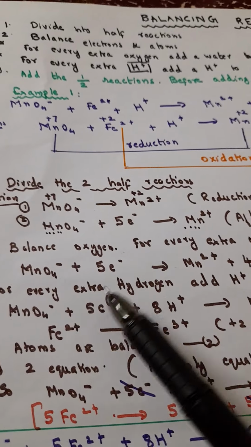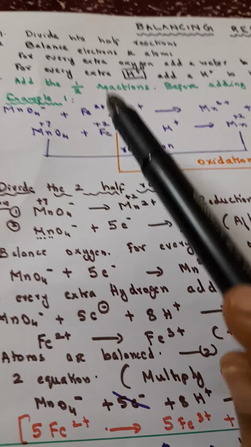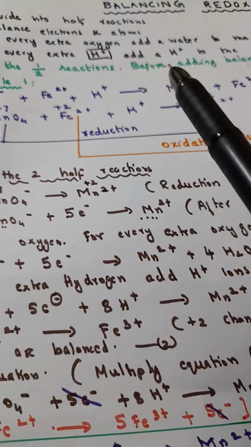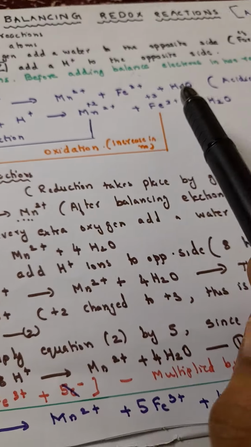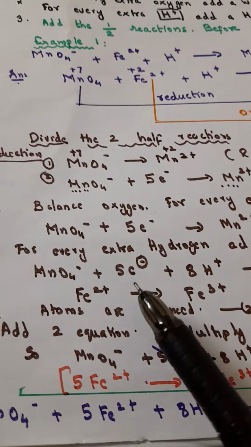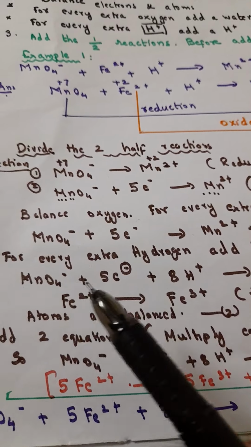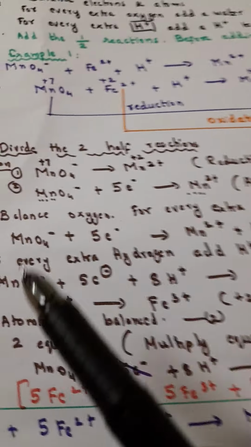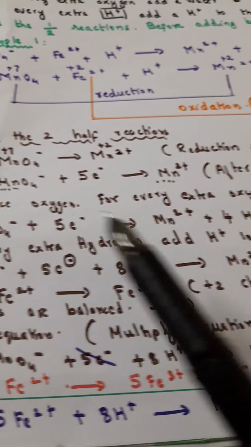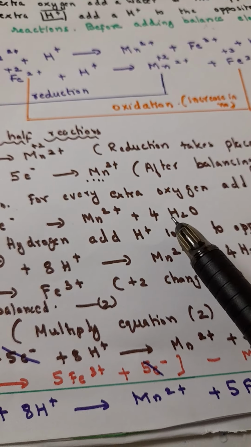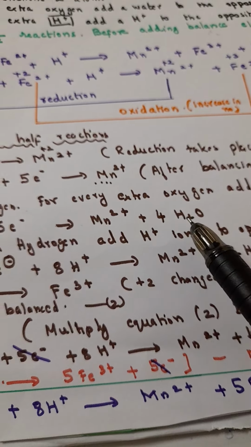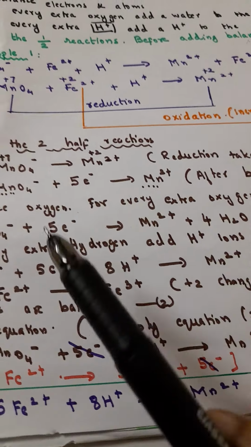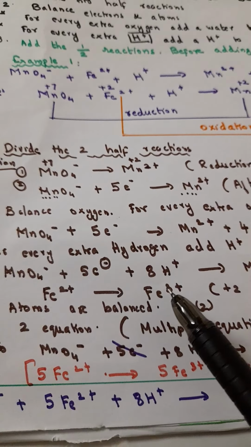Now next, for every extra hydrogen, add an H plus to the opposite side. Now look here, how many hydrogen atoms are here? Look, 4 into 2, because here these two there are no hydrogen atoms, here also no. Here we are having 4 into 2, 8 hydrogen. So what you do is opposite side. This is the right side, you have to add 8 hydrogen to the left side.